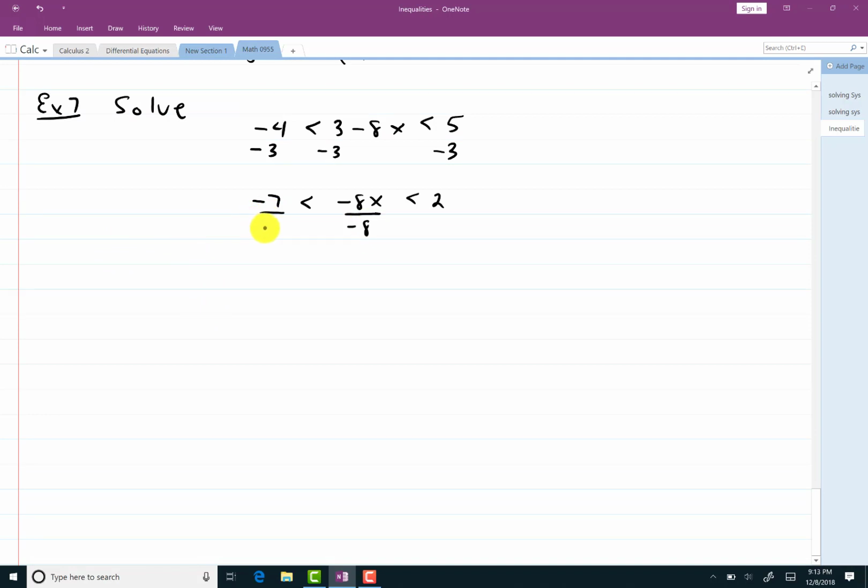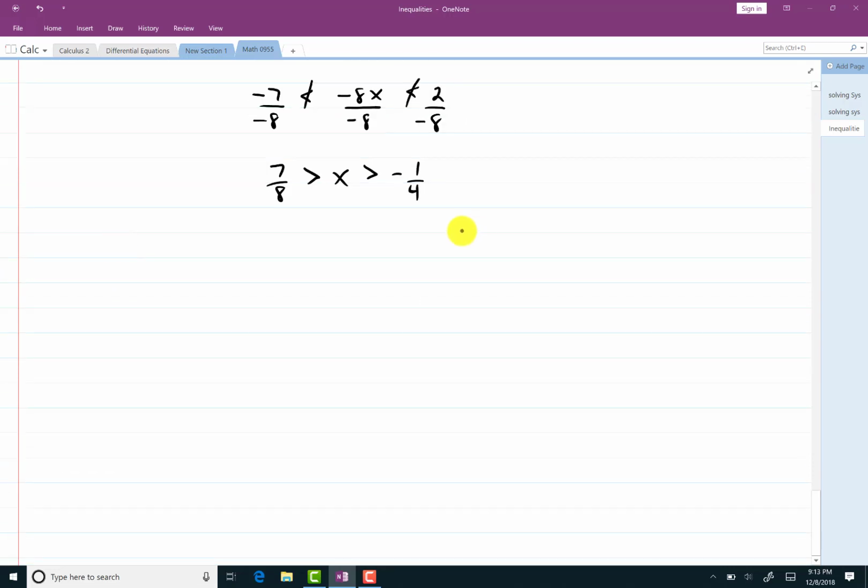But when you divide by a negative number, just as when you're multiplying by a negative number, you need to switch the inequality. So on the left here, I'll get a positive 7/8, those negatives cancel. But now it's greater than x. And over here, it's greater than 2 over negative 8, which is negative 1/4.